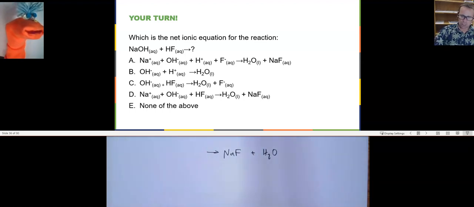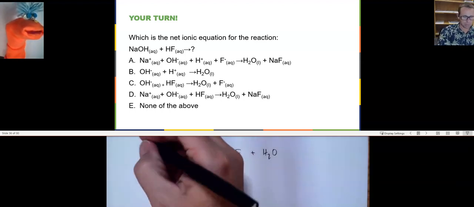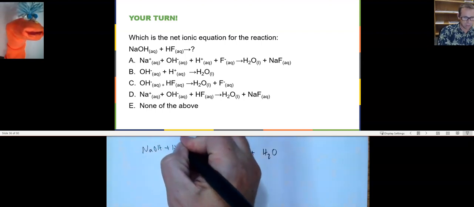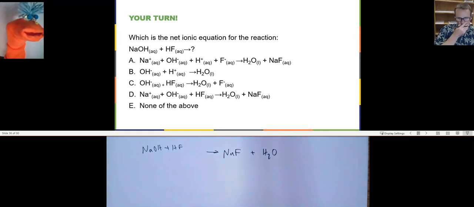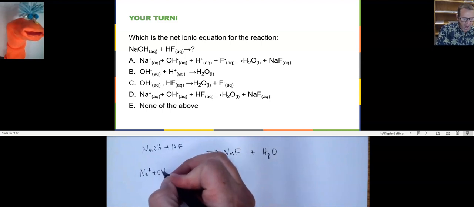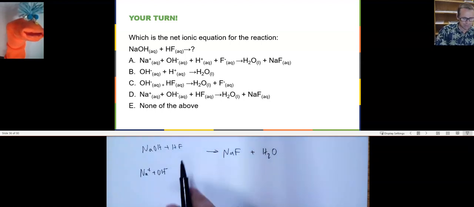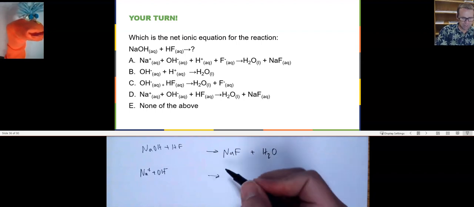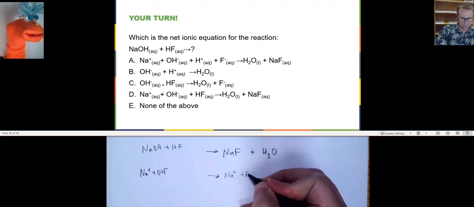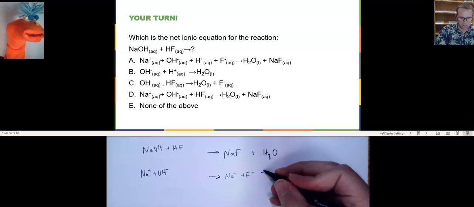All right, and now if we're going to break up these, some of these at least, into ions, right? Sodium hydroxide is going to break up into sodium ions and hydroxide ions. Sodium fluoride, that's another easy one. Sodium ion and fluoride ion. Water, I know, doesn't break up.